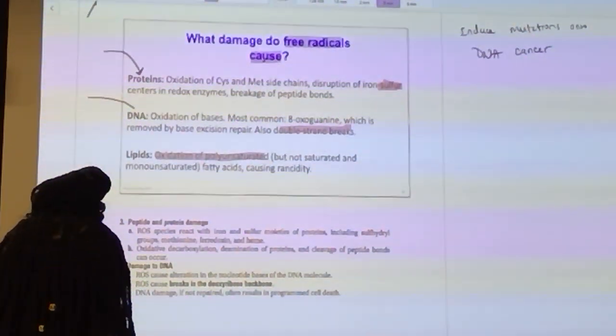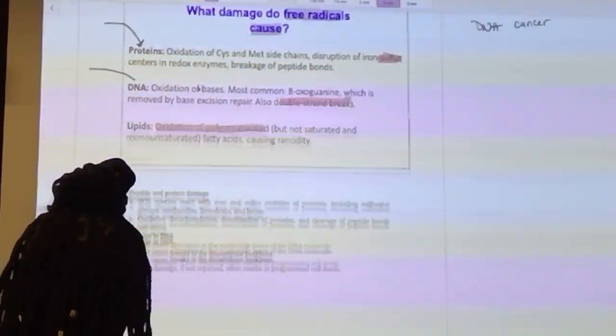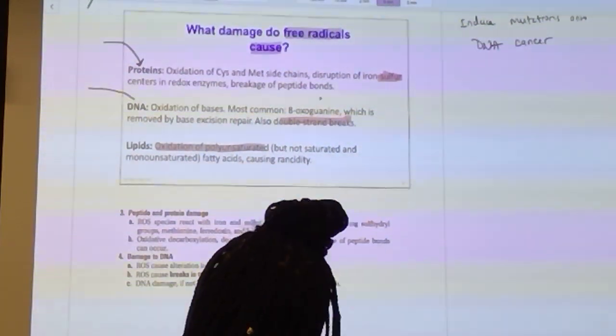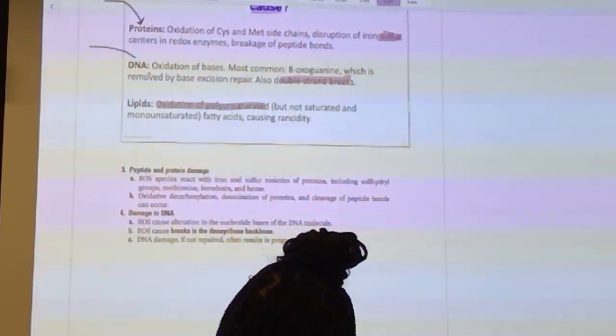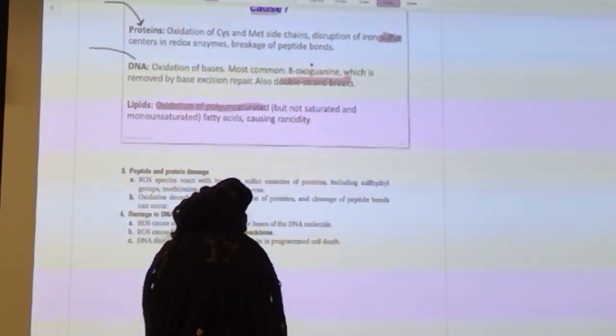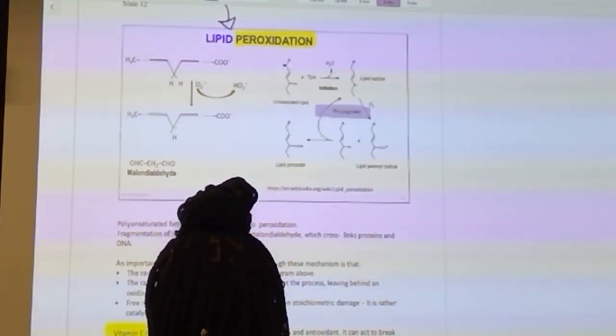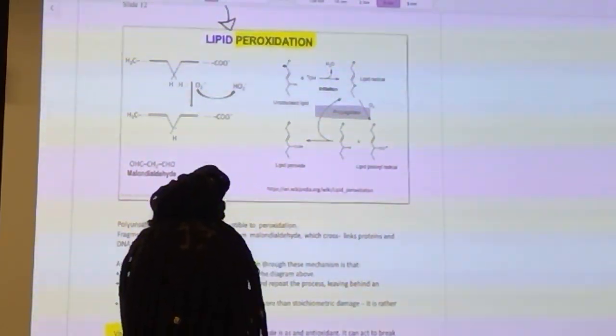Okay, so how do free radicals damage these things? In proteins, it breaks their bonds. For DNA, it causes double-stranded DNA breaks, and that causes mutations. And for lipids, it's lipid peroxidation, so you're breaking apart the entire lipid membrane.